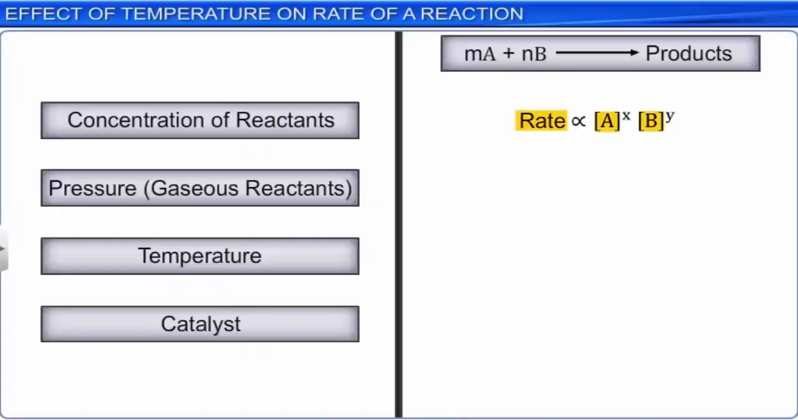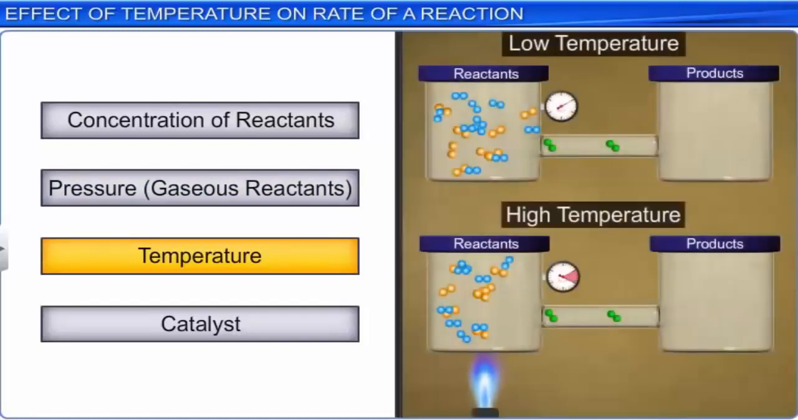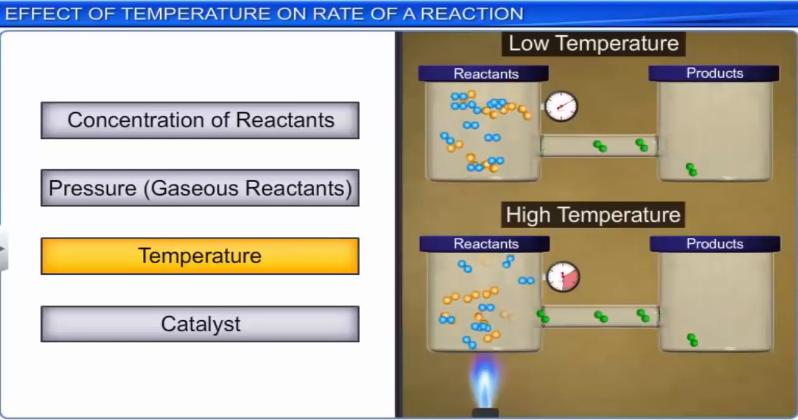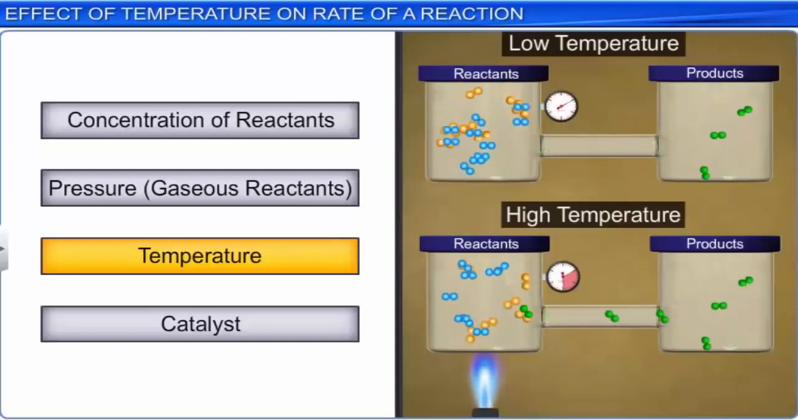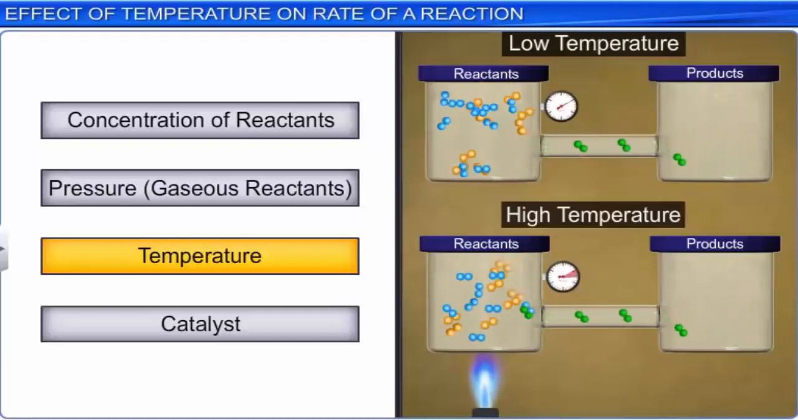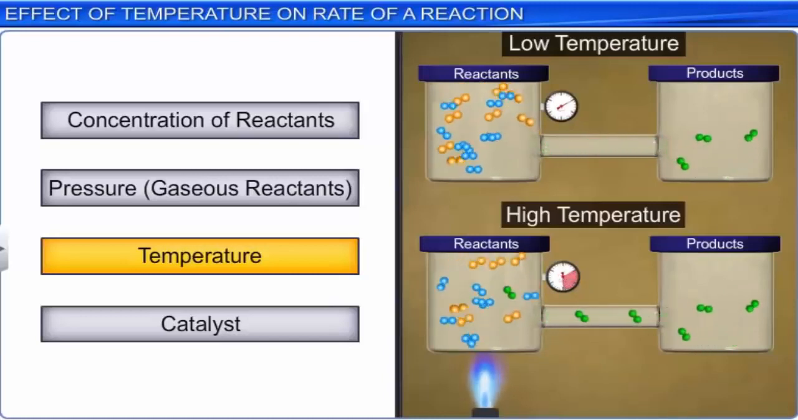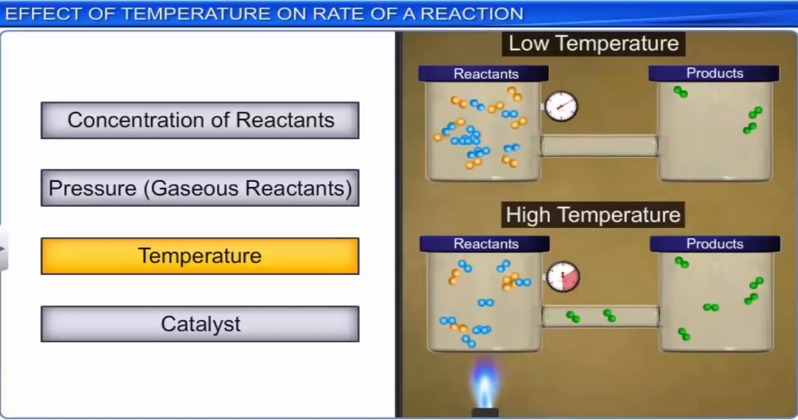We know that the rate of a reaction depends on the concentration of its reactants, or on the pressure in case of gaseous reactants. Along with concentration or pressure, temperature also has a major effect on the rate of a reaction. It has been observed that generally the rate of reaction increases with an increase in temperature. Also, it has been found that an increase of 10 degrees Celsius in temperature doubles the reaction rate.